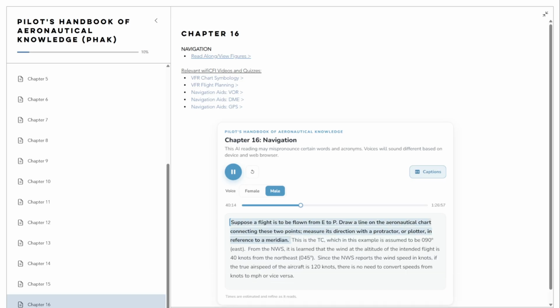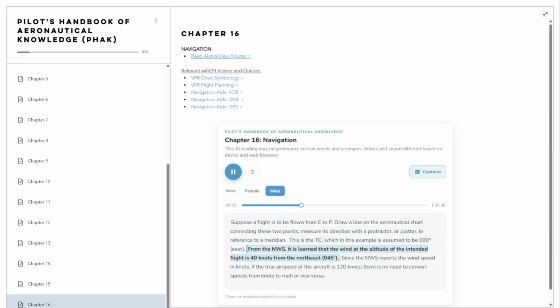Suppose a flight is to be flown from E to P. Draw a line on the aeronautical chart connecting these 2 points. Measure its direction with a protractor, or plotter, in reference to a meridian. This is the TC, which in this example is assumed to be 090 degrees, east.